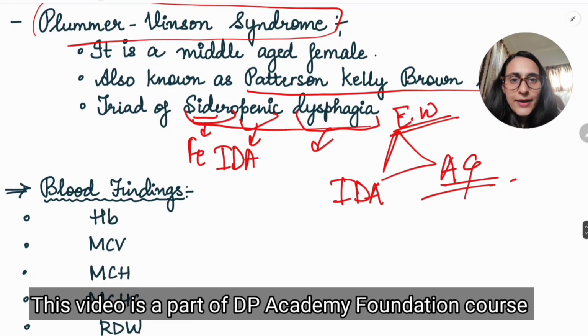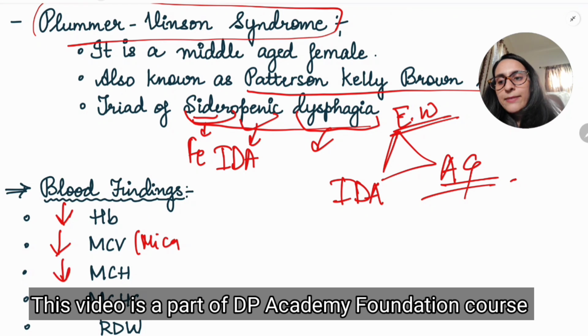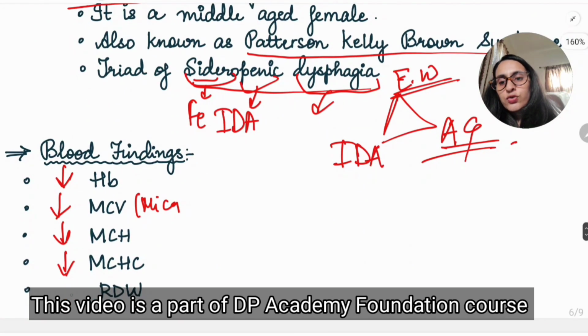In the blood with iron deficiency anemia, you will find less hemoglobin. You will also find low MCV, that means the person will have microcytic anemia. Low MCH, the person will have hypochromic anemia. There is going to be low MCHC, but there is going to be high RDW, that is red cell distribution width. So red cell distribution width is going to be high.